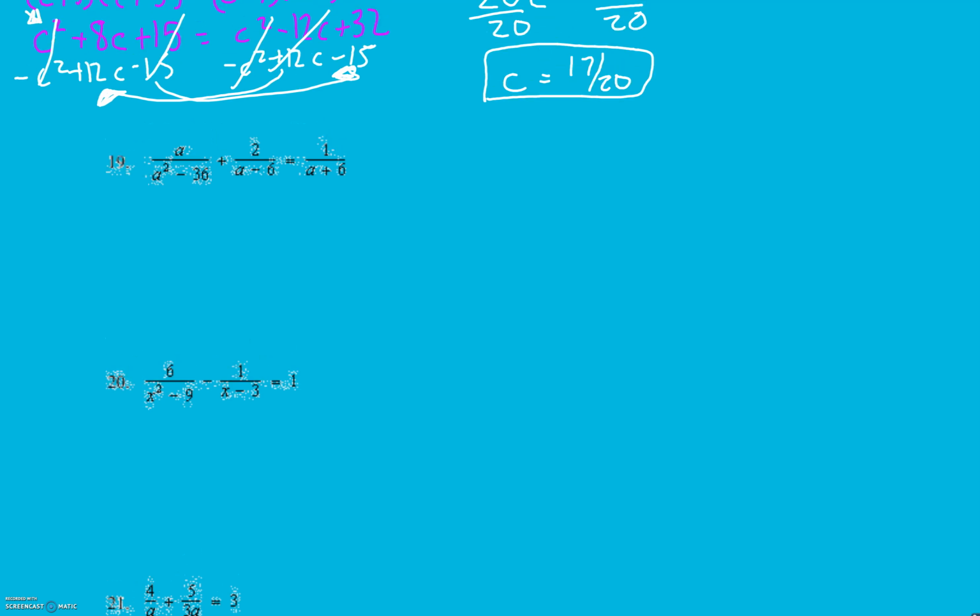Okay, 19. This one's a little bit different. We have to simplify the left side, or we can still keep multiplying everything by the common denominator. If we wanted to, we could put everything on the left side together and then solve like proportions. Difference of squares here, so a plus 6, a minus 6. Common denominator.